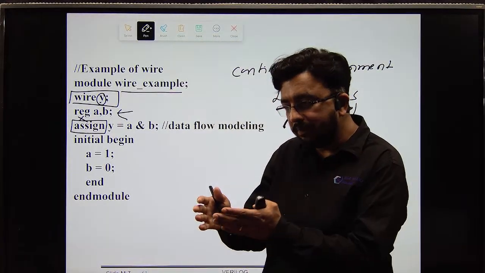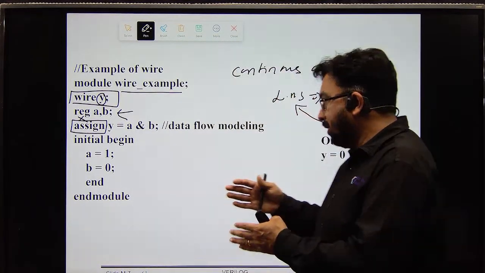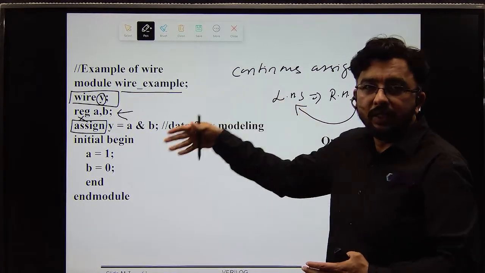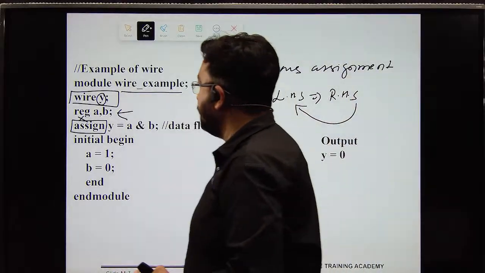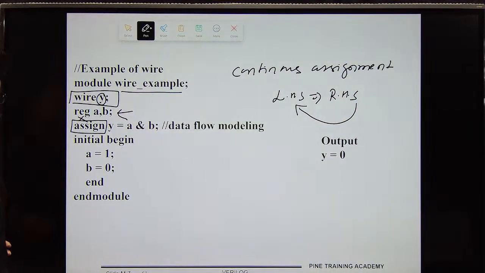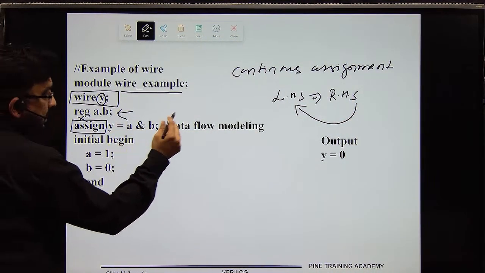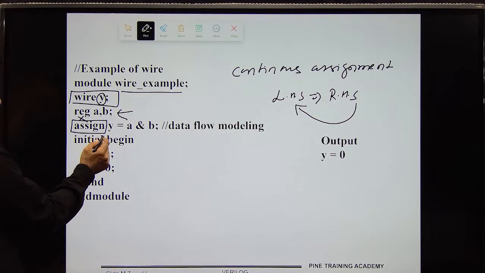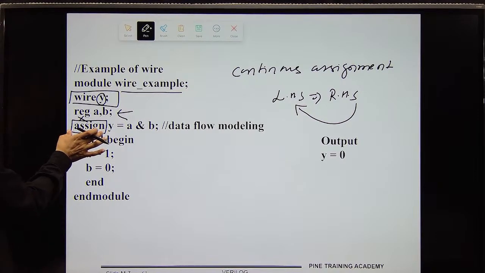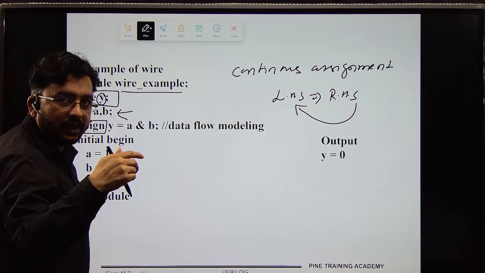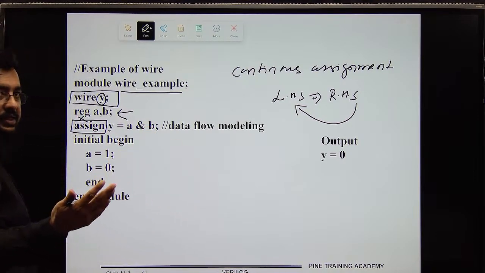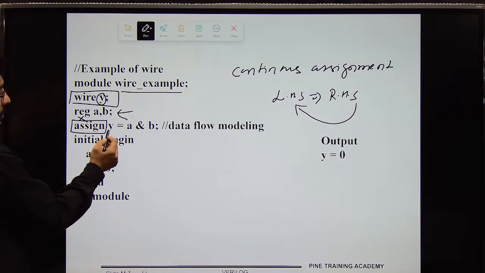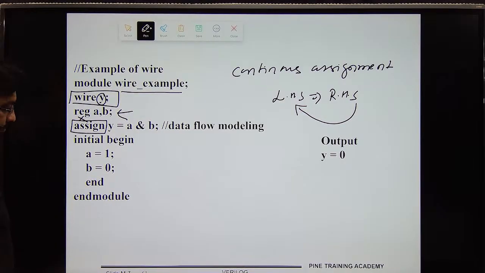You are performing some operation on the right hand side and assigning that operation to the left hand side. This is known as a continuous assignment statement. The objective of keeping assign here is that you can assign some values to y if you are calling it with the help of assign.